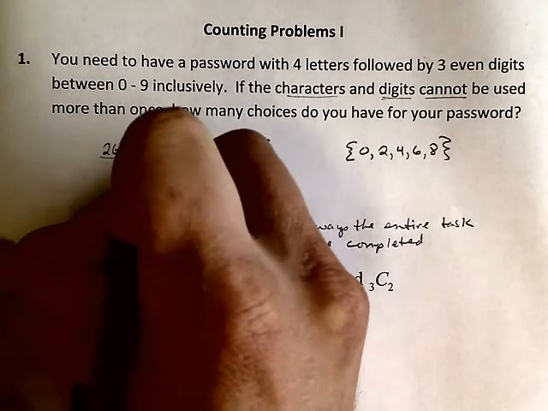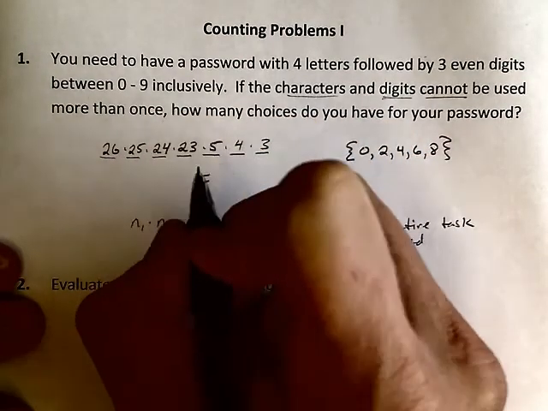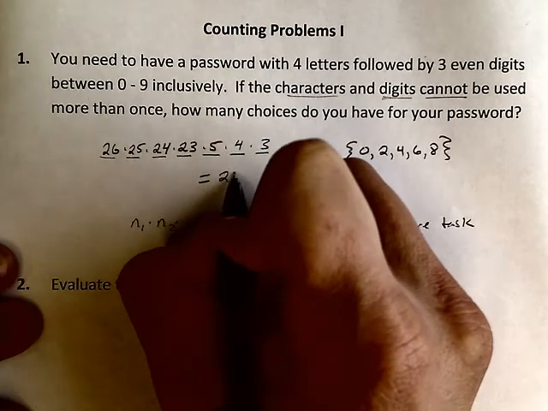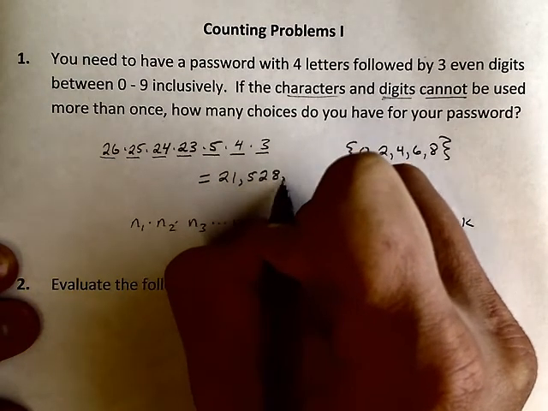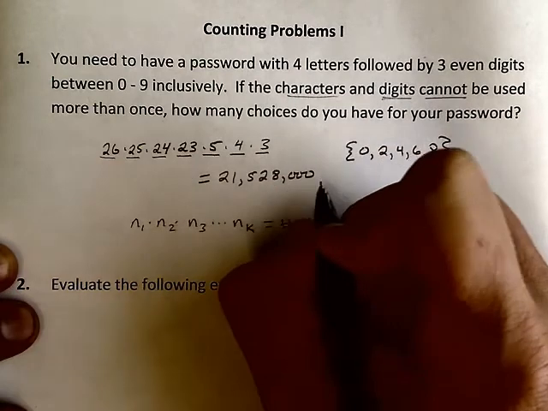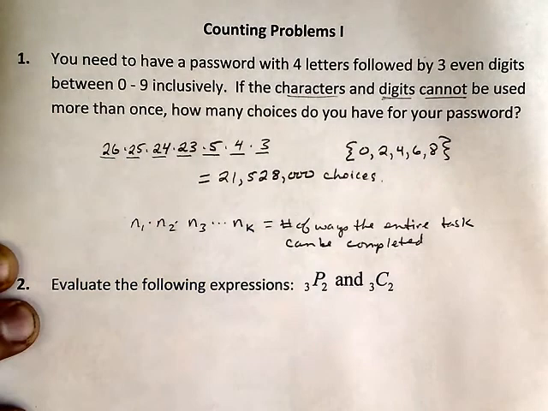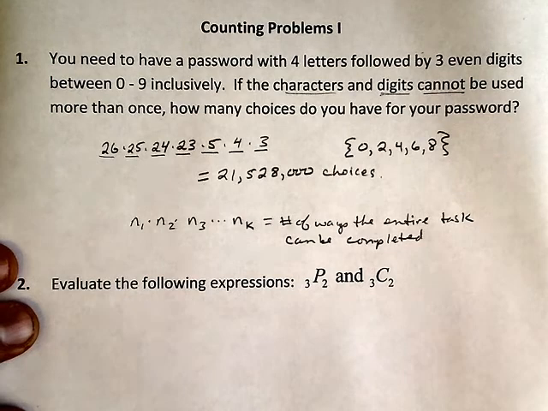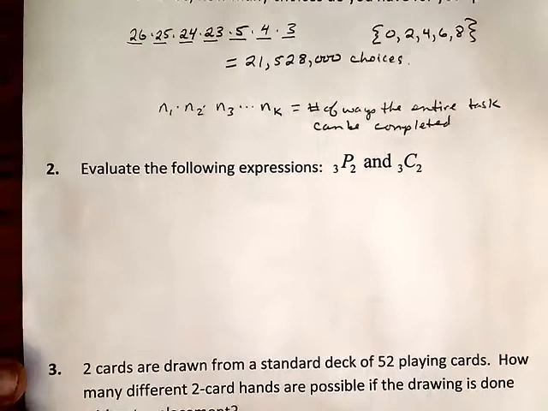So if you take the product of all of these numbers here, it turns out, I'm going to write it down here, you get 21,528,000 choices. So there you go. You've got plenty of choices for password. That is, unless some of the choices have already been picked up. Number 1 there.